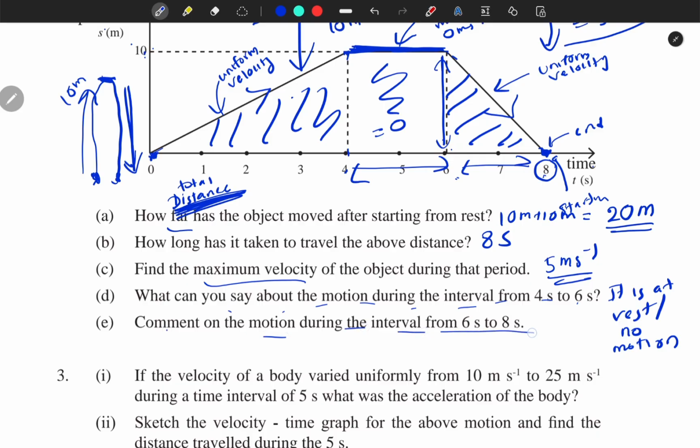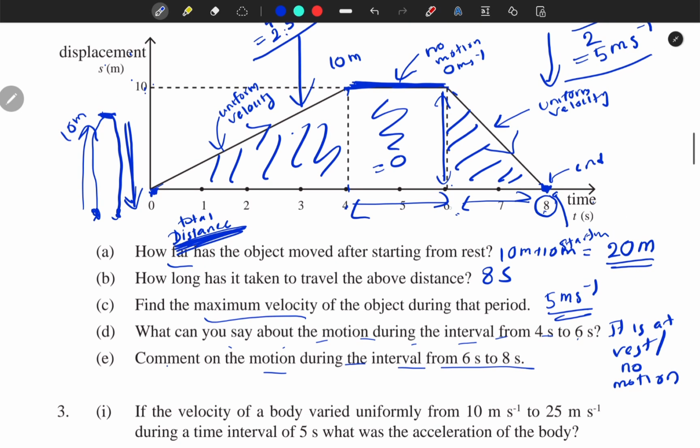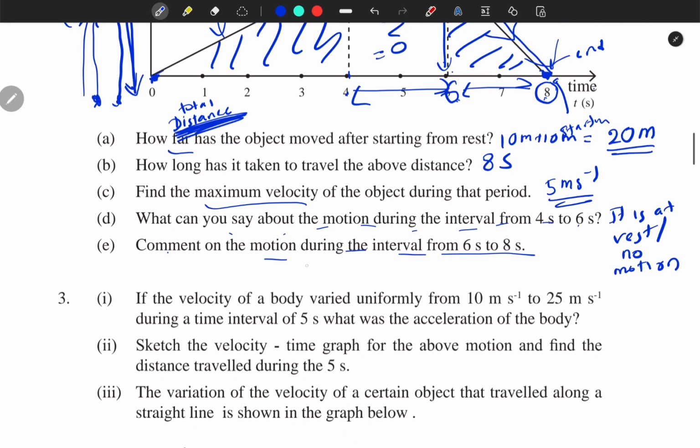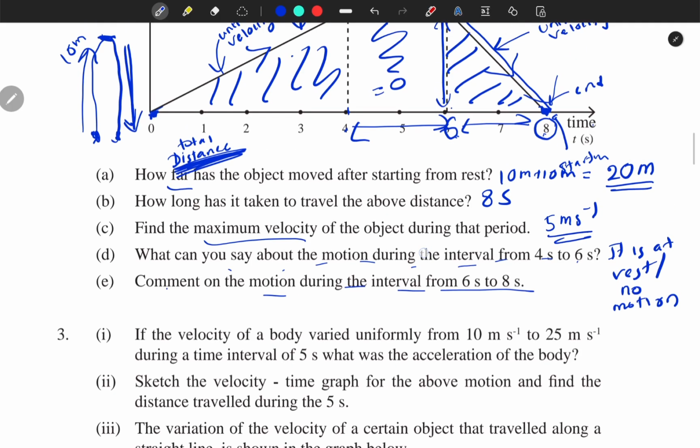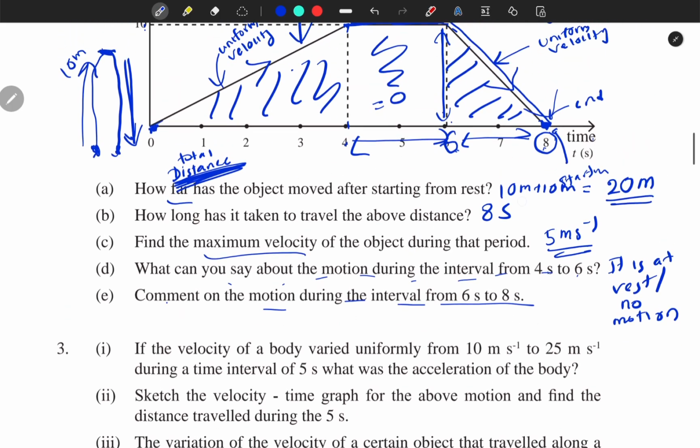Comment on the motion during the interval from 6 to 8. What happened during the 6 to 8? Displacement 0 වෙලා තියෙනවා කියන්නේ මේ යම් කිසි අතකට ගිය කෙනෙක් ආයෙ direction එක මාරු කරලා ඇවිල්ලා තියෙනවා. So ආට කියන්න පුළුවන් it is moving under uniform velocity because this line is straight, right? Straight නම් uniform velocity.